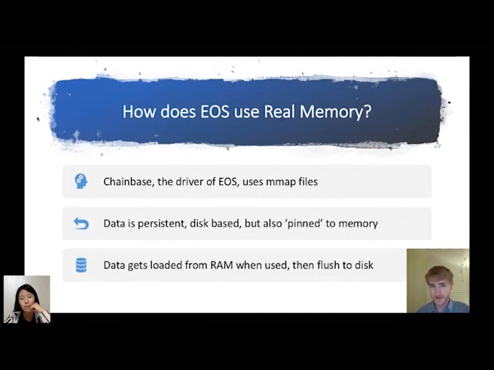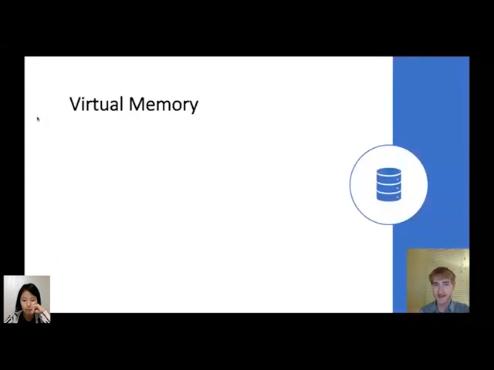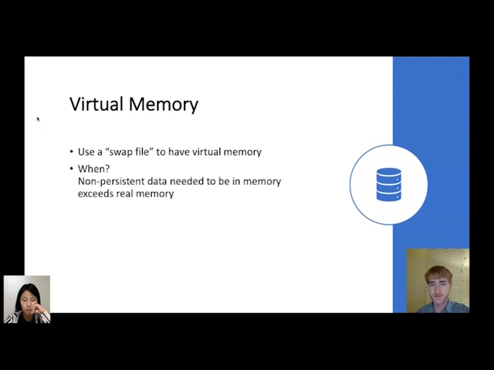So if you know a little bit about memory files, you'll kind of know to recognize them as they're almost virtual memory. So what is virtual memory? Well, it's this idea of having a swap file. And this swap file allows you to move real memory back to disk. It's exactly what's happening with the memory mapped files. So when would you want to use this? Well, you have this non-persistent data and it needs to be stored in memory, but maybe you don't have enough real memory. So this is why we use this technique of virtualization.